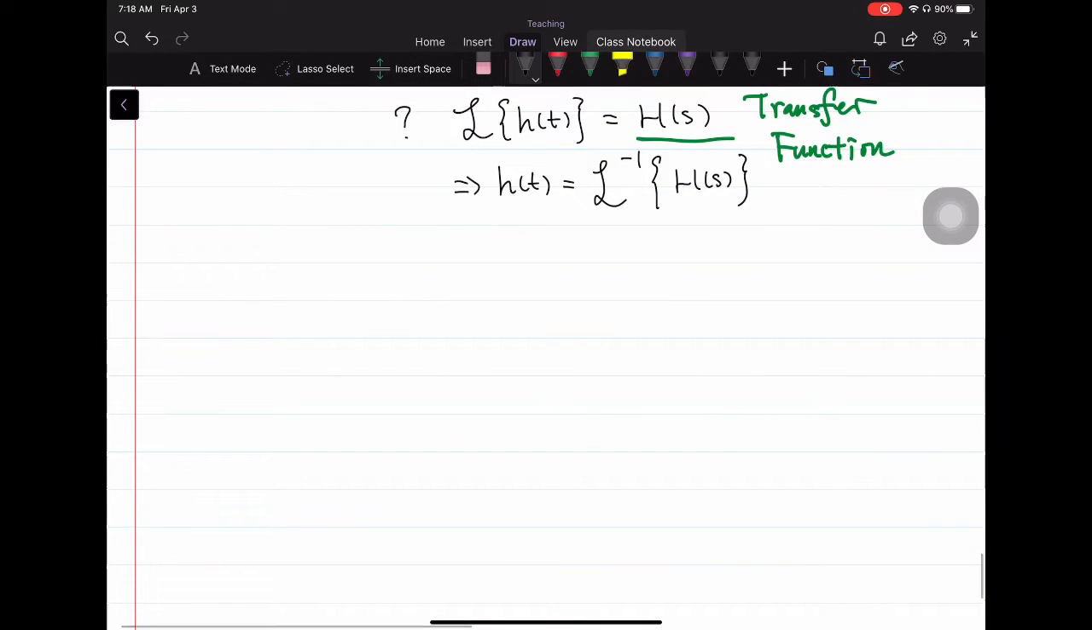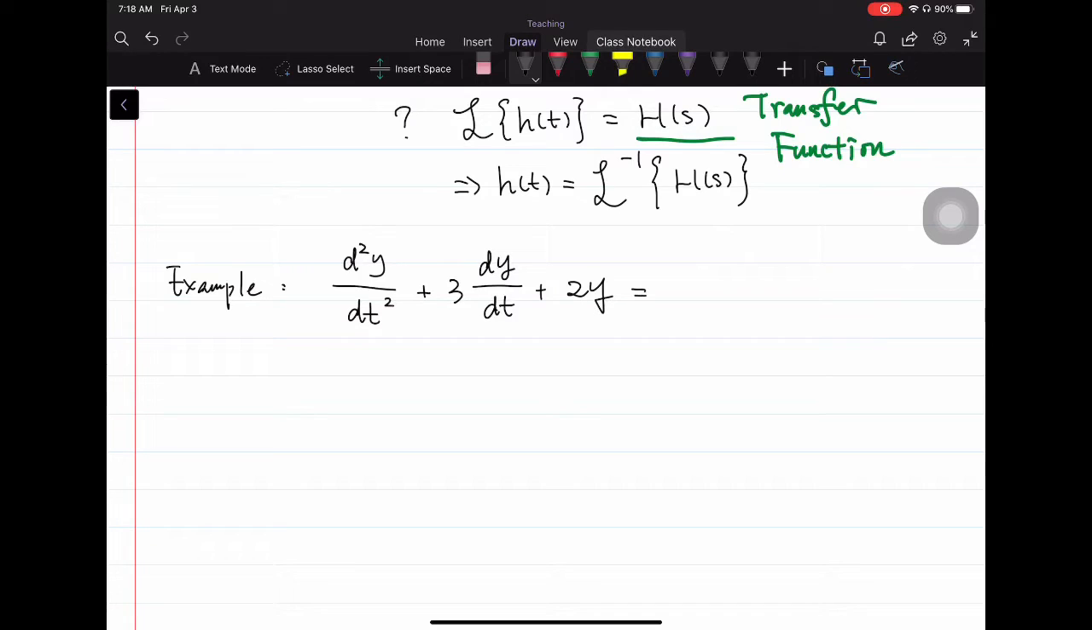I'll move this up. So the example is like this. Let's consider an LTI system like what we did in chapter 2, defined by a second order differential equation. I'll make up the numbers such that the calculation will be simpler: 2y equal to 4 df dt plus f. We have a second order differential equation.